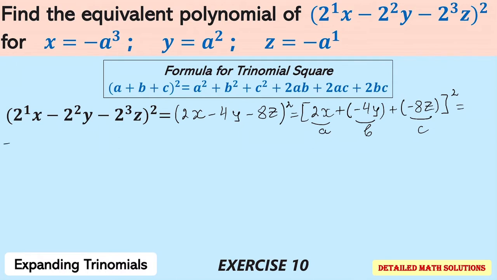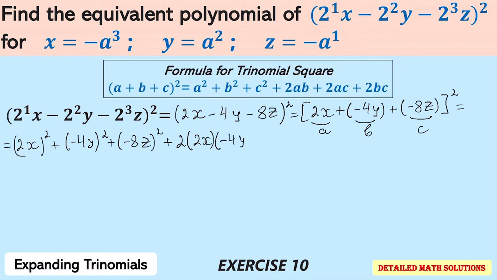And when I apply the formula, this equals to 2x in parentheses squared plus negative 4y in parentheses squared plus negative 8z in parentheses squared plus 2 times 2x multiplied by negative 4y plus 2 times 2x multiplied by negative 8z plus 2 times negative 4y multiplied by negative 8z.